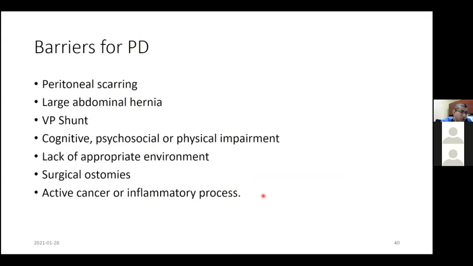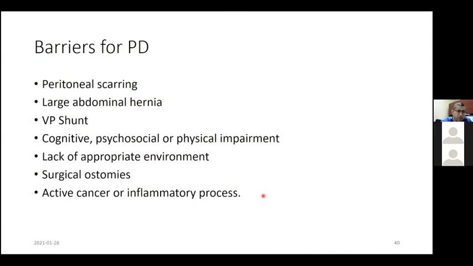Or else the patient has a cognitive, psychosocial, or physical impairment in which he's going to leave the lungs open or he's not going to take care of himself. If the patient lacks an appropriate environment, that means if he's homeless or something, it can be pretty dangerous for the patient, he can get killed because of the PD catheter.